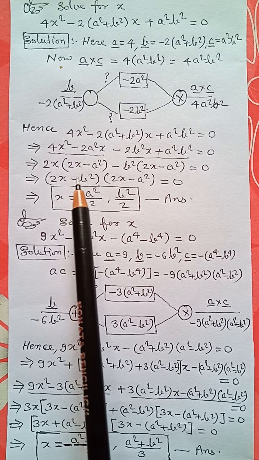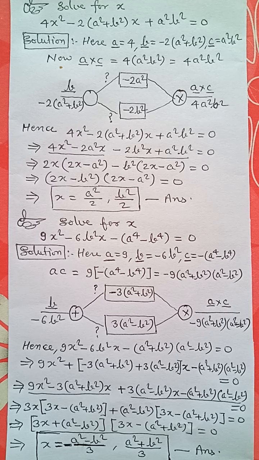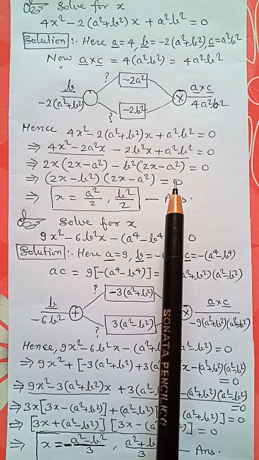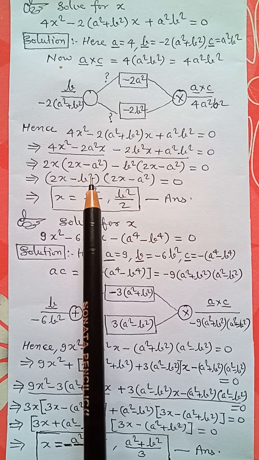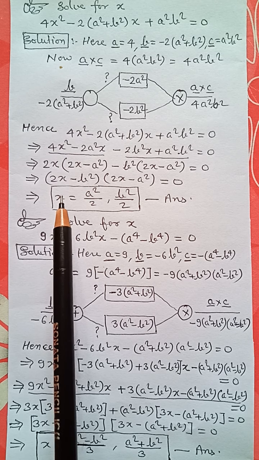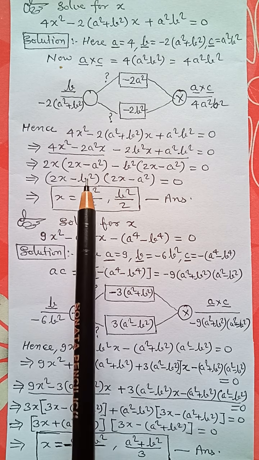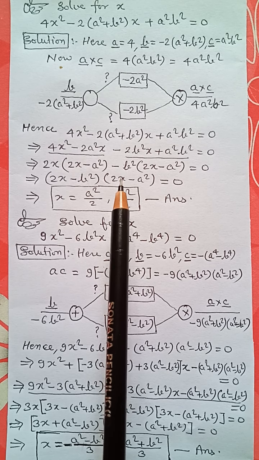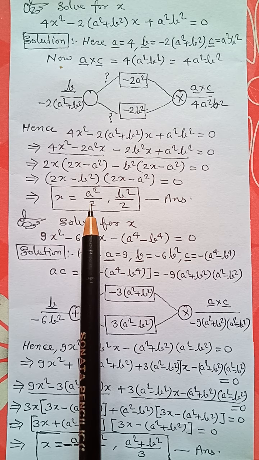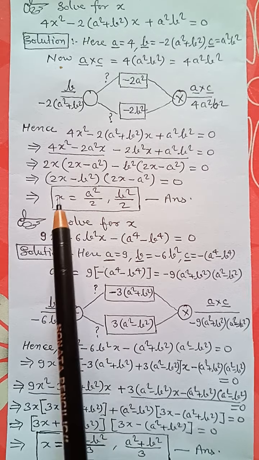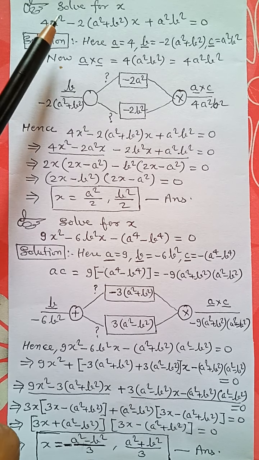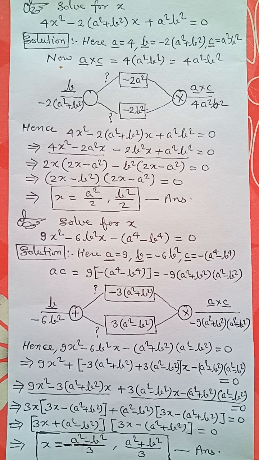Therefore this quadratic polynomial is factorized into two linear polynomials, namely (2x − b²) multiplied by (2x − a²) is equal to 0. And if this is 0, it gives us x = b²/2. And if this is 0, it gives us x = a²/2. Hence x = a²/2 and x = b²/2 are the roots of this quadratic equation.